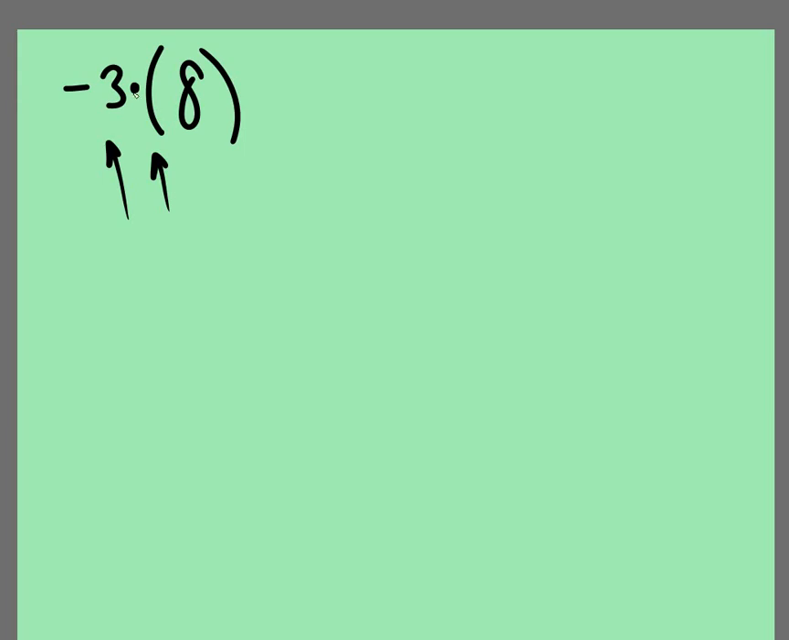So, I kind of filled in this symbol. I'm going to use a different color for things that I drew into the original problem. So this is read as negative 3 times 8. Multiplication is pretty straightforward. First, we're going to take the numbers and do the multiplication step. 3 times 8 is 24.